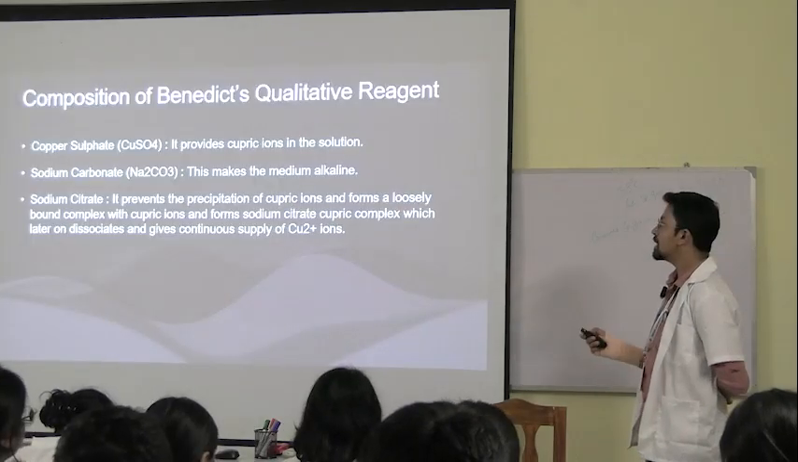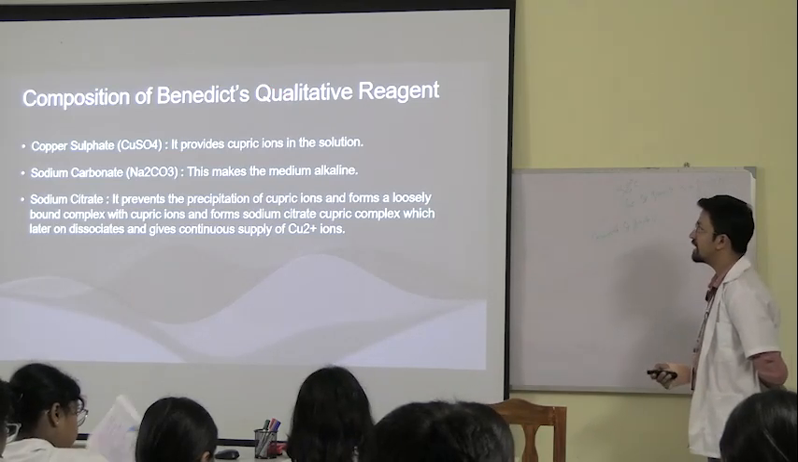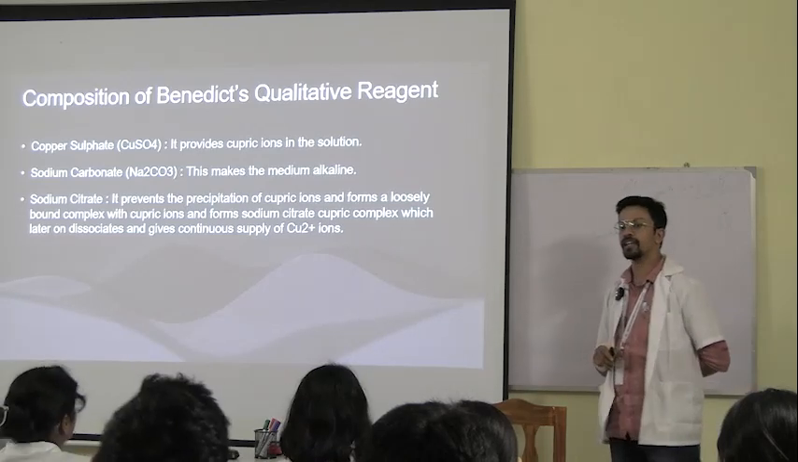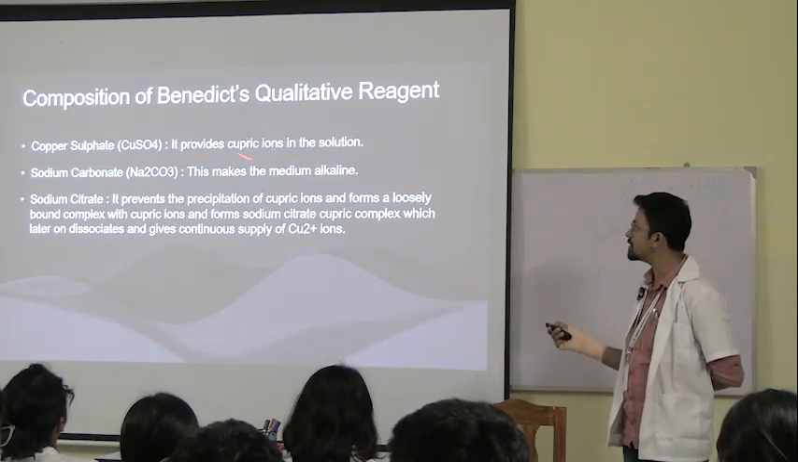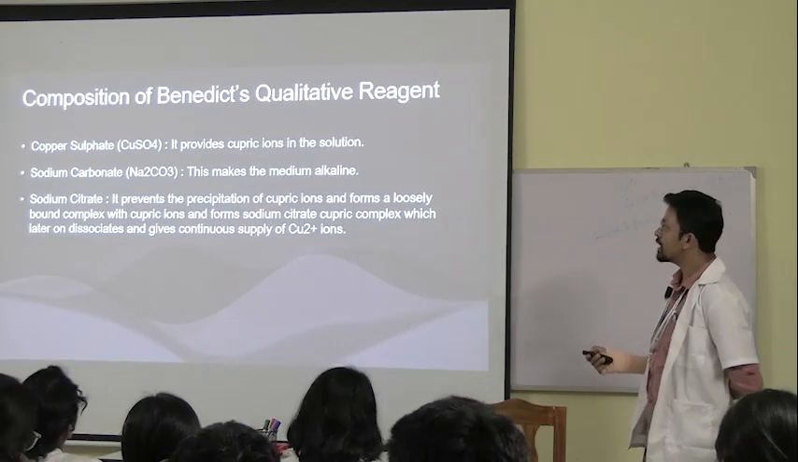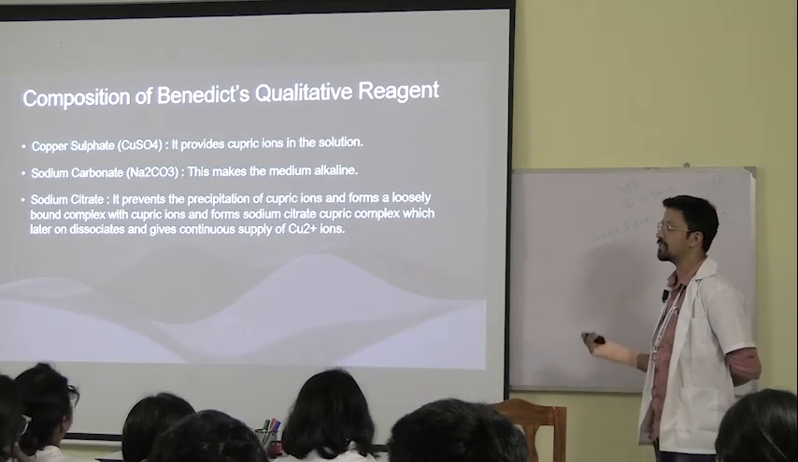Fine. Now the composition. These are the compositions of the Benedict's qualitative reagent. First is the copper sulfate. Now those who were wondering where the cupric ions are coming from, this is the copper sulfate, which breaks down and gives you the cupric ion in the solution. Got your answer? Now sodium carbonate is the one that is making the medium alkaline. Other than this, the test will not take place.